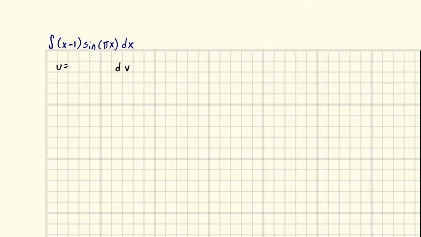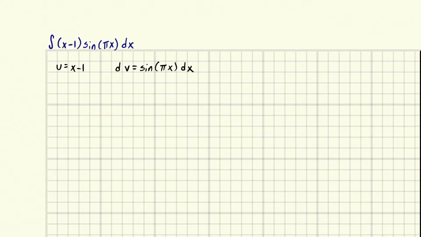For a u, we're going to use x minus 1 because as we take derivatives, this will eventually go to 0. So that is very appealing for u. And then for the dv, we're going to take the sine of pi x dx.